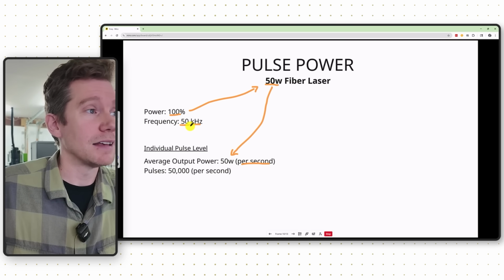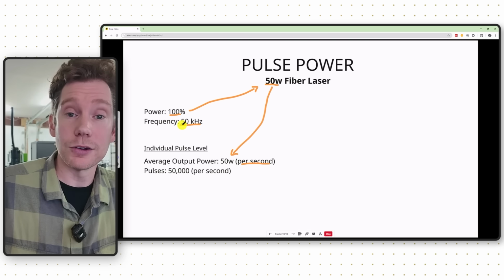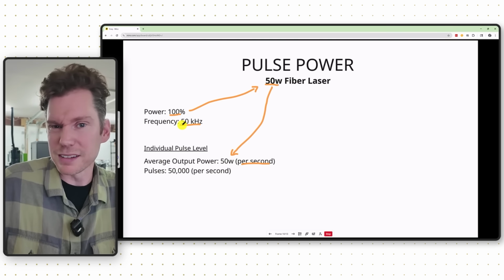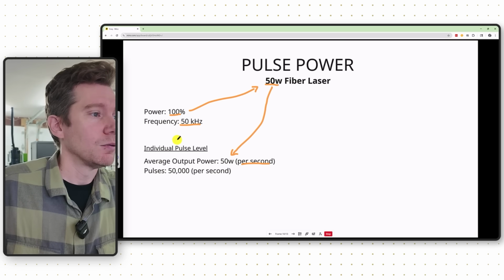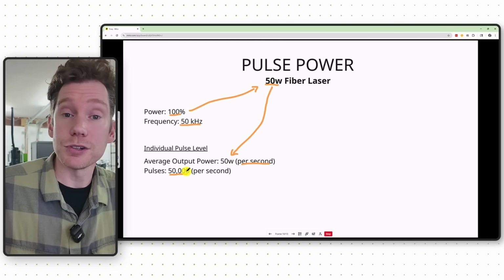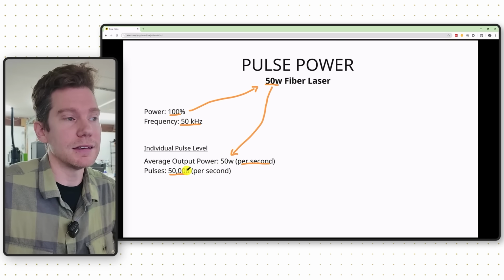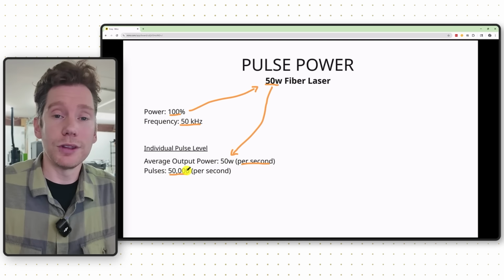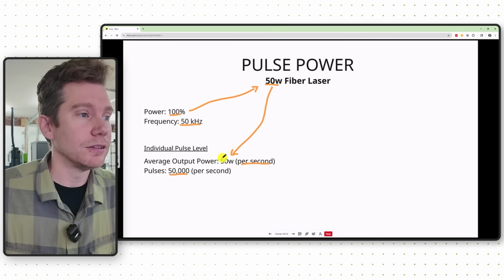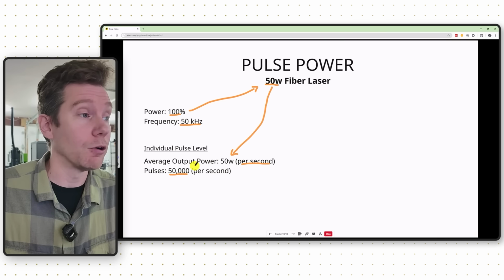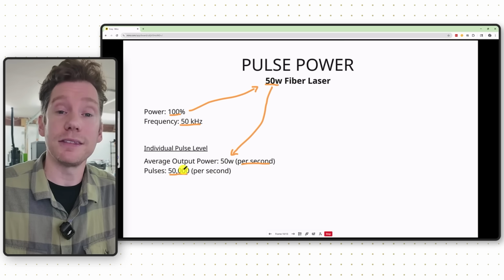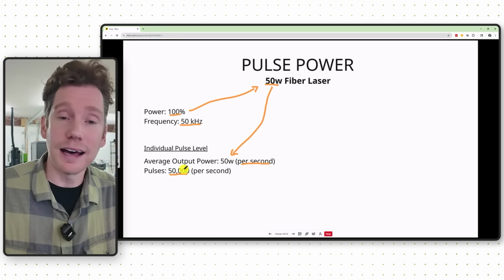Now, we're asking our laser for a 50 kilohertz frequency. It's a reasonably low frequency, which means we are going to ask for 50,000 pulses per second. Now, where a lot of people get this wrong, I think, is they think that you're going to be getting the equivalent of 50 watts of power for each of these 50,000 pulses. And that's not how this works.